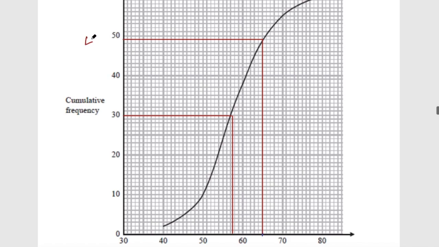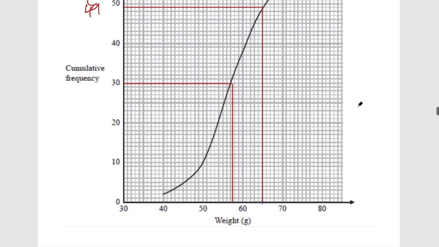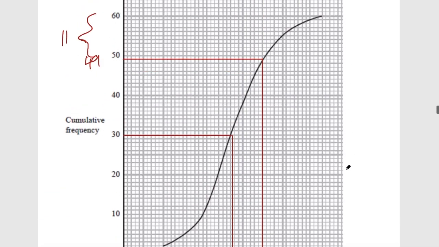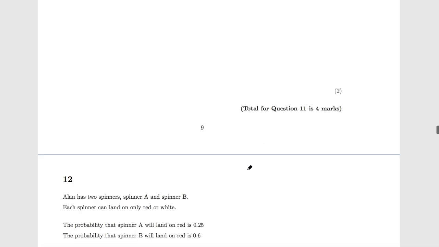What this tells us is that there are 49, because this is 49, the cumulative frequency, there are 49 potatoes in the range up to 65 grams. So how many potatoes are above 65 grams? Well, that's however many are in this section here, and that's 11. There are 11 potatoes greater than 65 grams. Then we need to show that 11 out of 60 as a percentage is less than 25%. So we can say 11 over 60 times 100, well, that's 18.3%. That's clearly less than 25%, and that's question 11 for 4 marks.